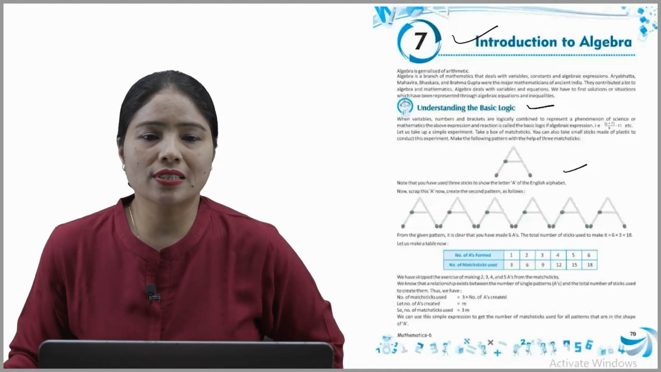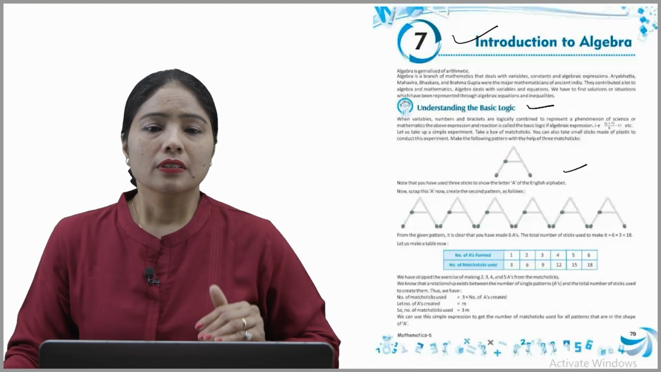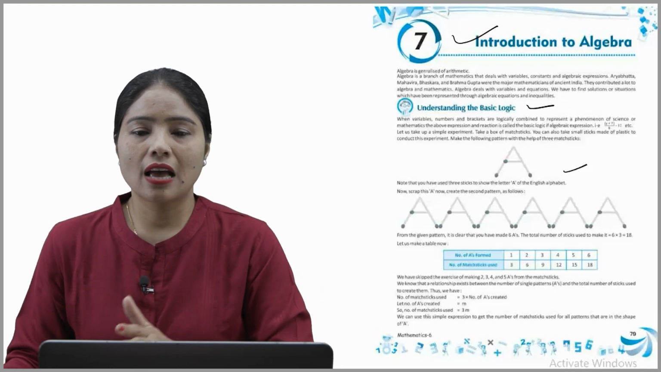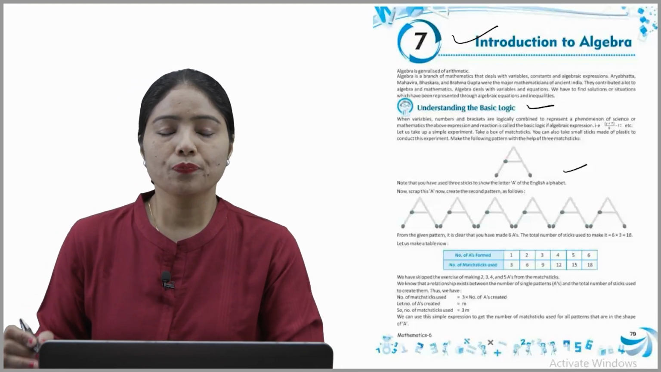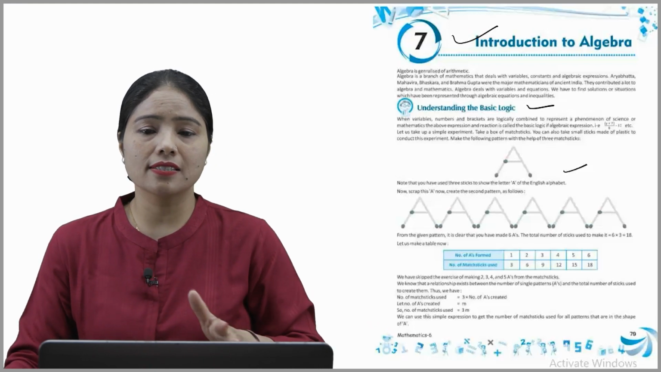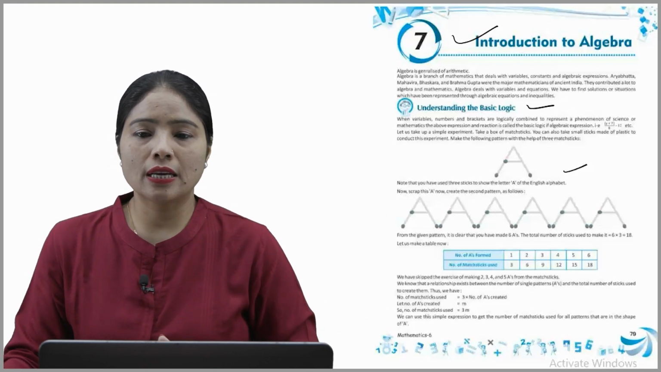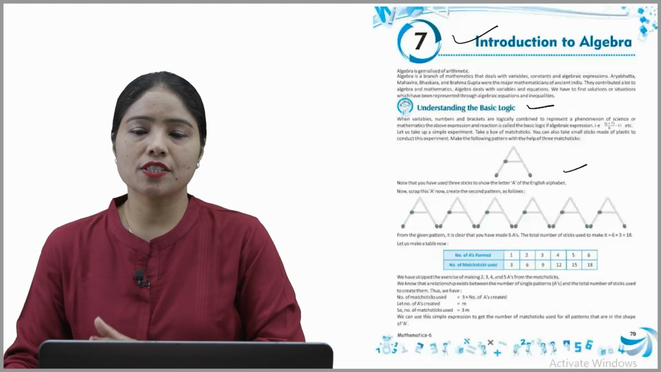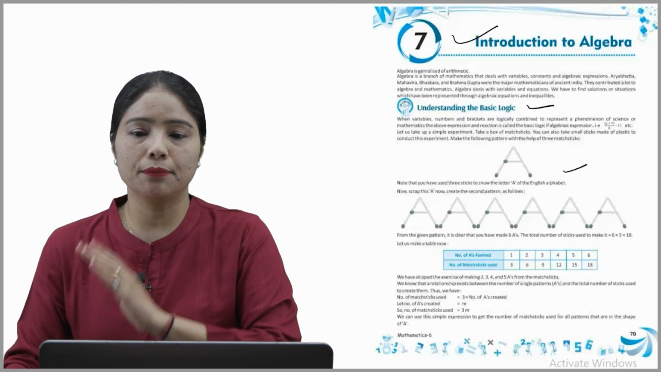So now scrap this A. Create the second pattern as follows, like that one. From the given pattern, it's clear that you have made 6 A's. The total number of sticks used to make it is 6 into 3, that means 18.